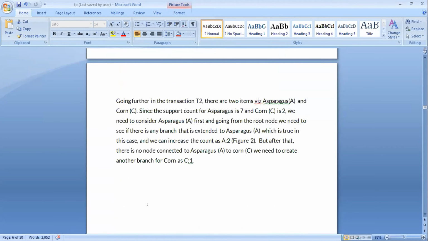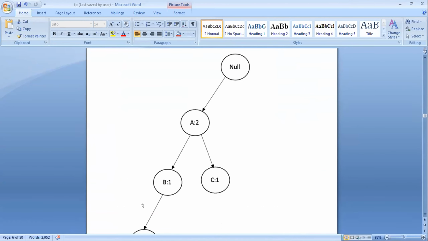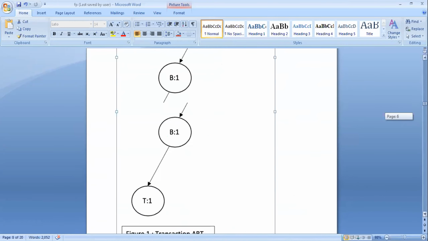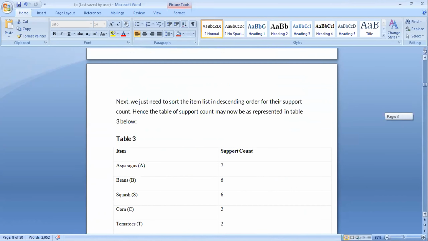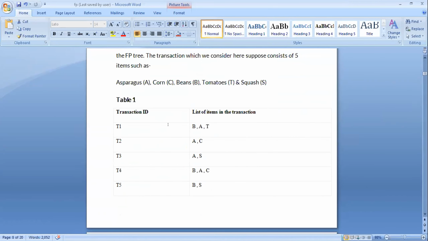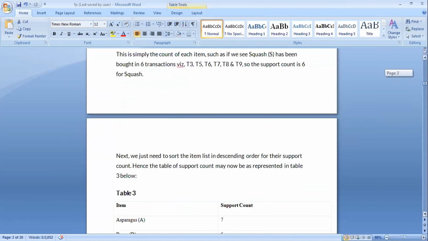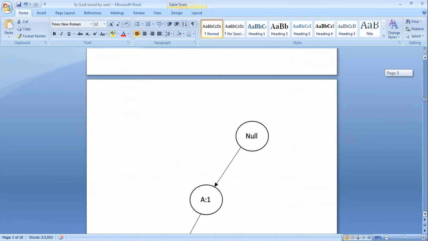Once the first transaction is complete, now you have to perform the second transaction. In the second transaction, we have to purchase AC. Here we have to look at the second transaction, that is AC. AC is the second transaction.